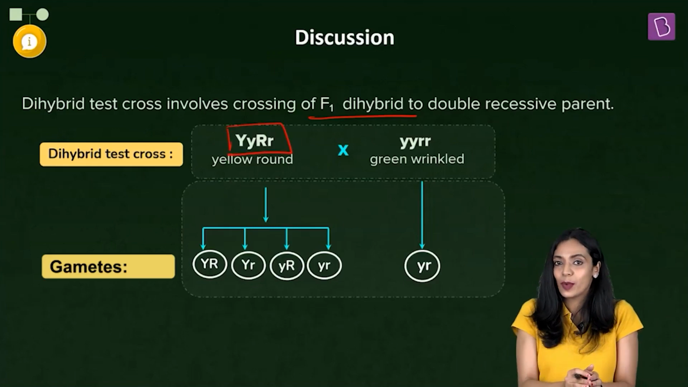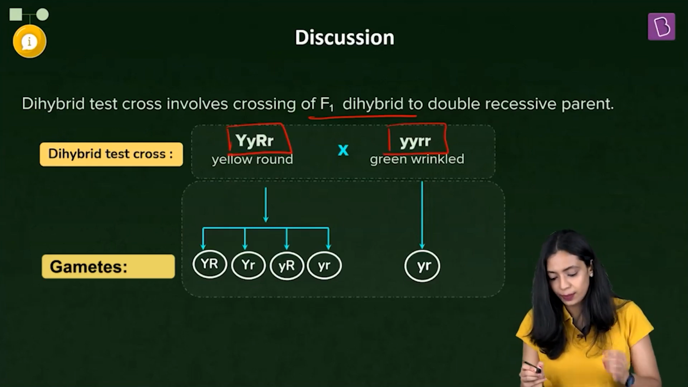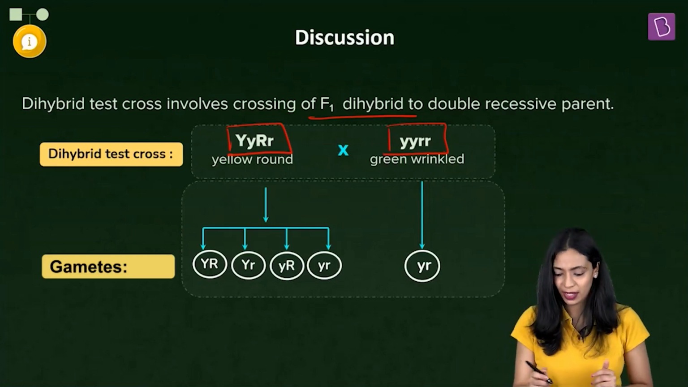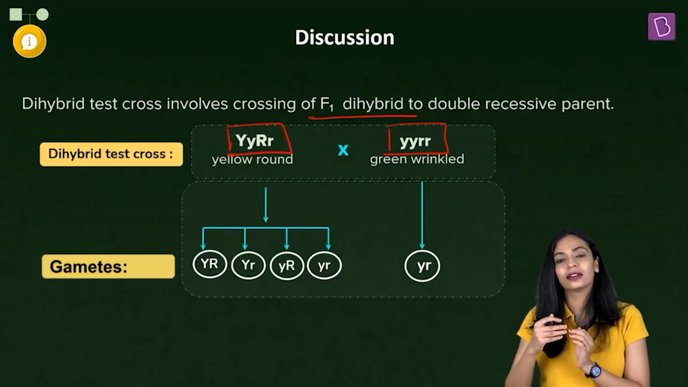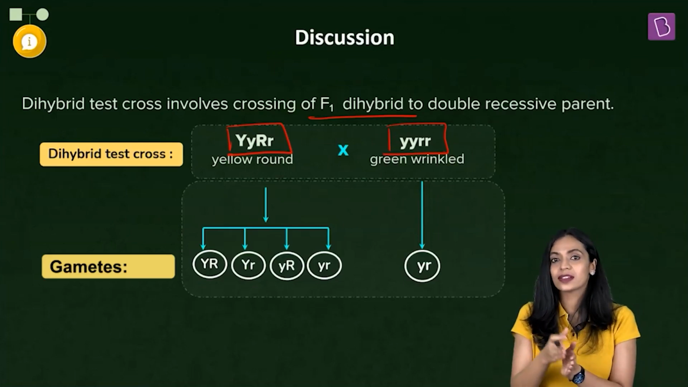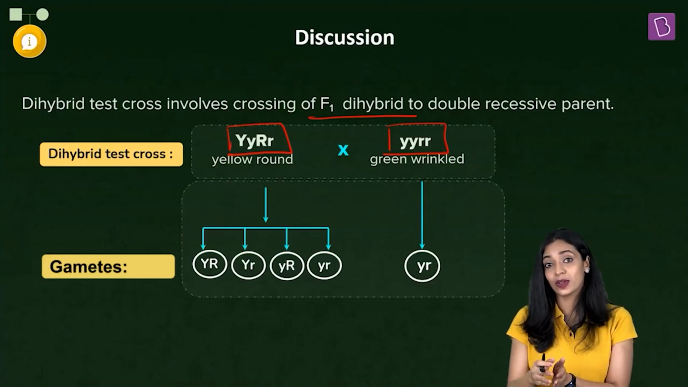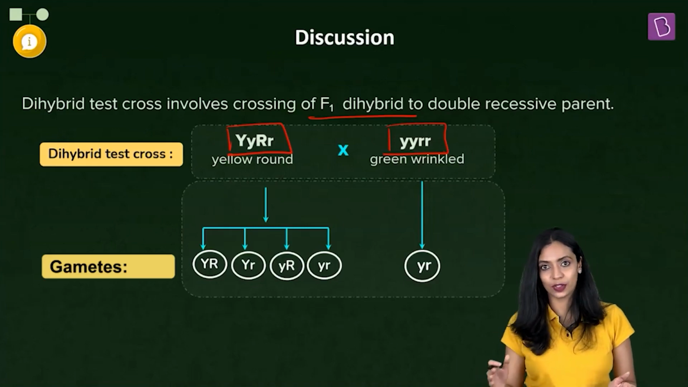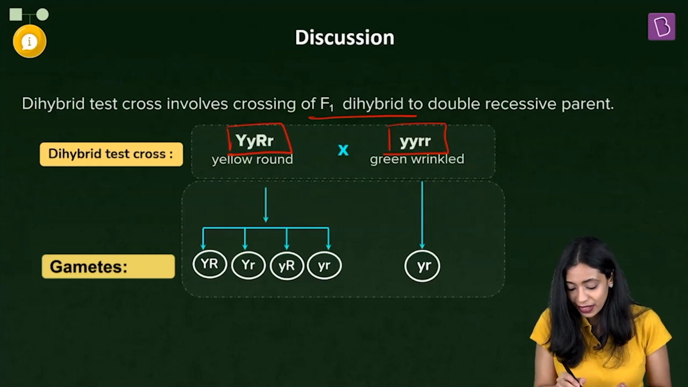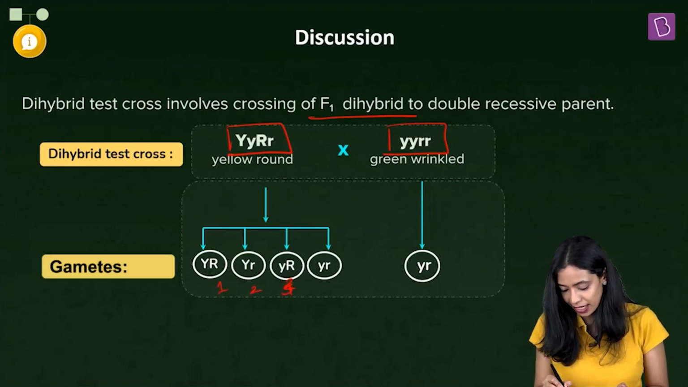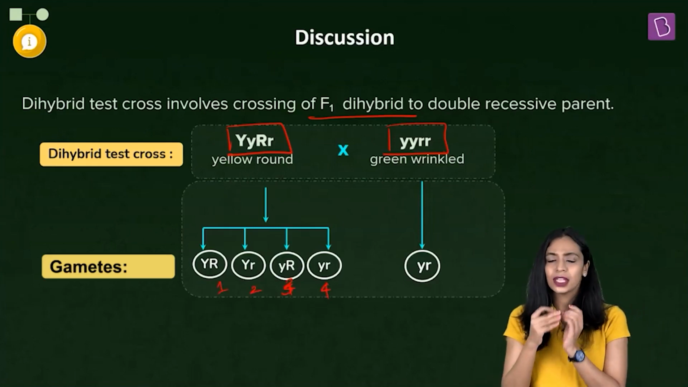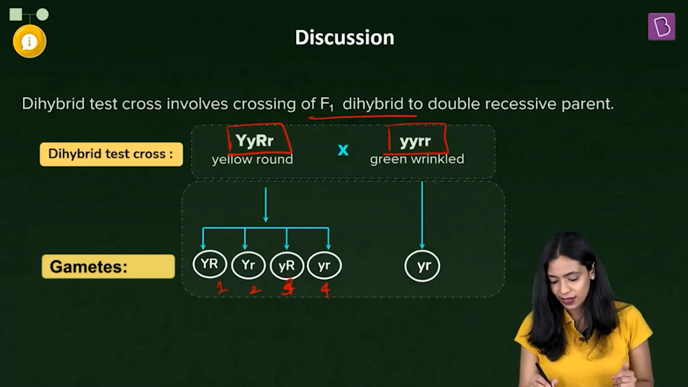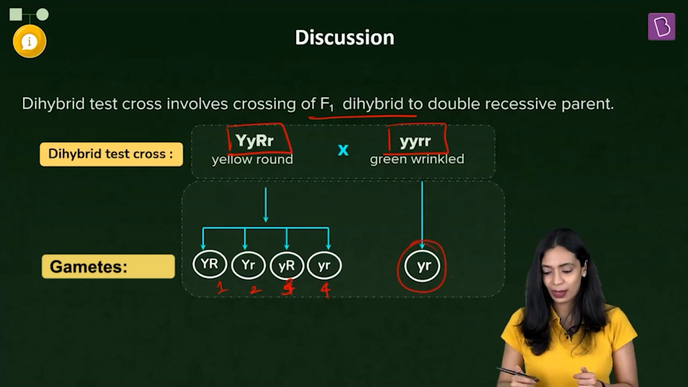Now, when you're crossing the F1 dihybrid with a plant that has the double recessive genotype, similar to its recessive parent, which means it has homozygous recessive alleles for both the characters considered, that's why it's called the double recessive parent. When this particular cross is performed, it is called the dihybrid test cross. Over here, the F1 dihybrid will produce these 4 different types of gametes. And since the other organism involved in this cross is homozygous for both the characters, it will produce just this one type of gamete.